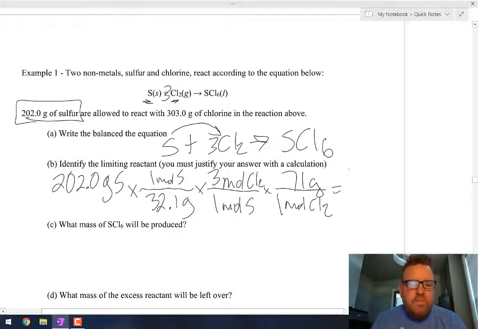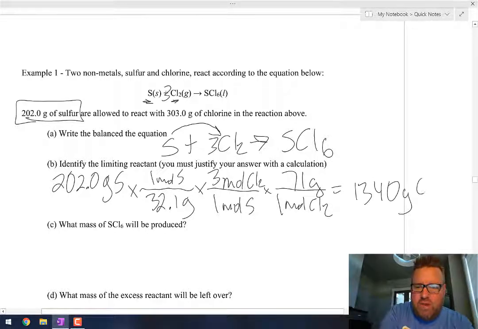Okay. So now I'm going to take 202.0. I'm going to divide by 32.1. I'm going to multiply by 3. And then I'm going to multiply by 71. And I get an answer of 1,340 grams of Cl2.